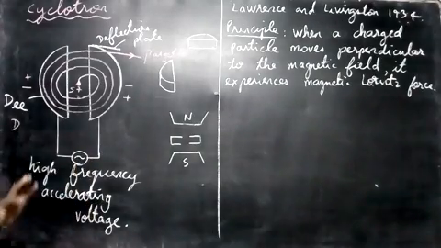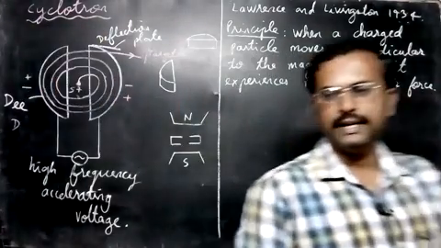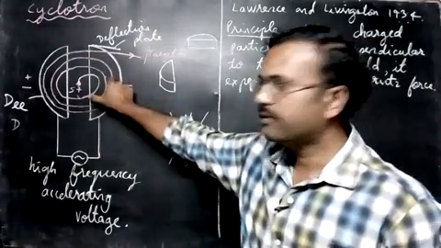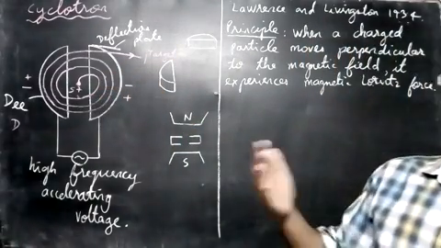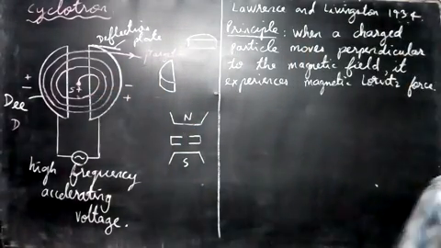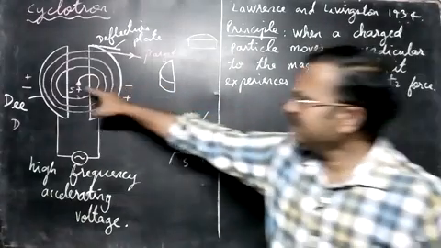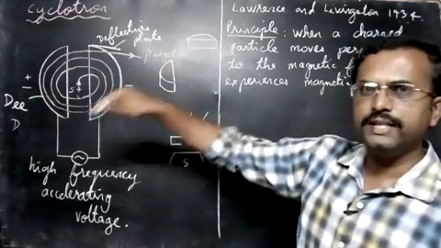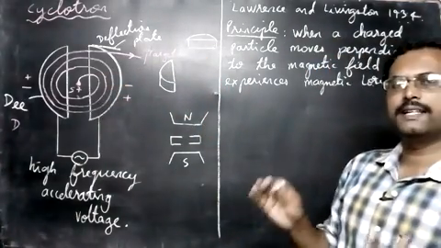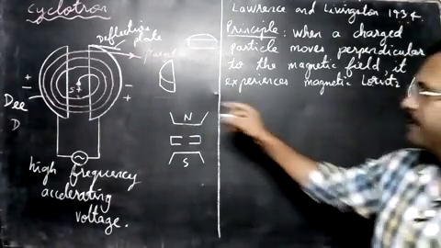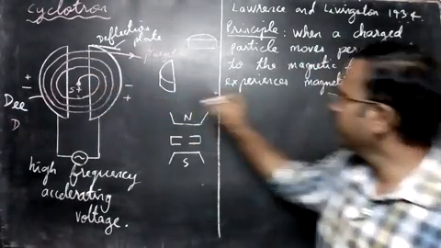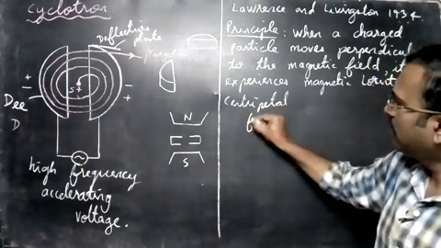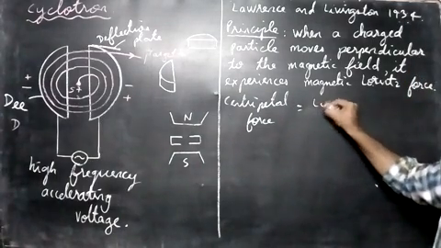Now let us go to the equations part. We must get an equation for the radius of this orbit, and the frequency and the time period. As it turns in this part, it experiences a force towards the center. That force is called the centripetal force. The centripetal force is given by the Lorentz force, so the Lorentz force makes it turn.